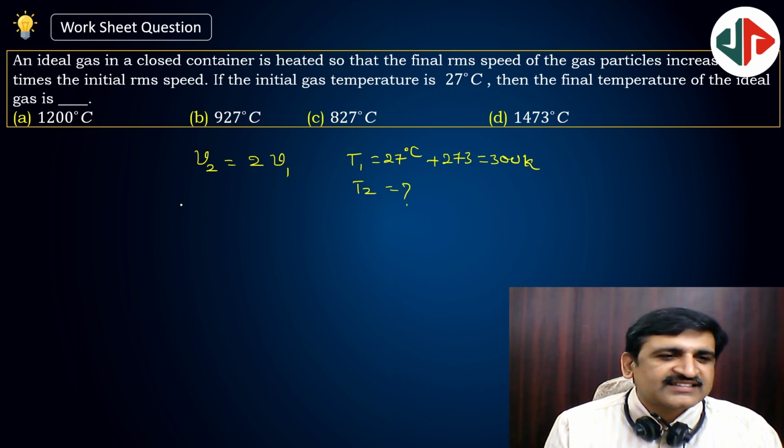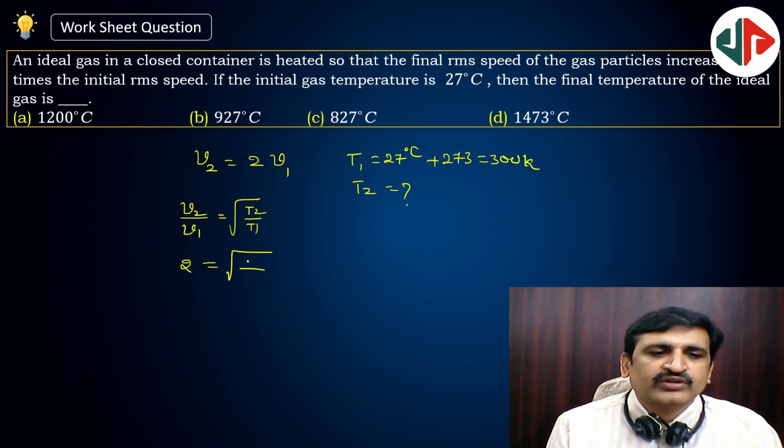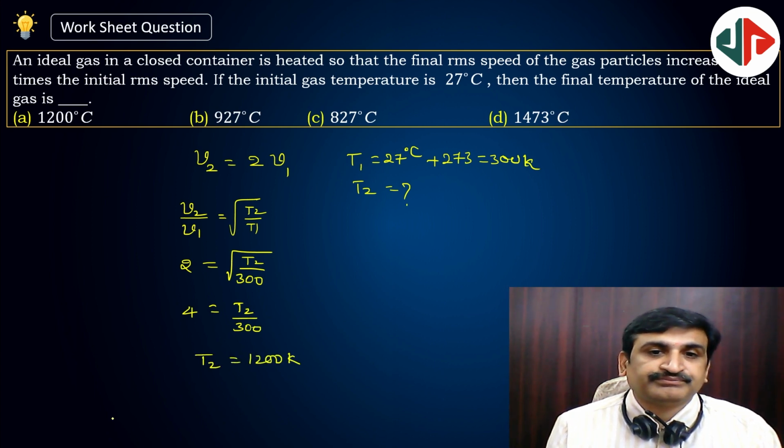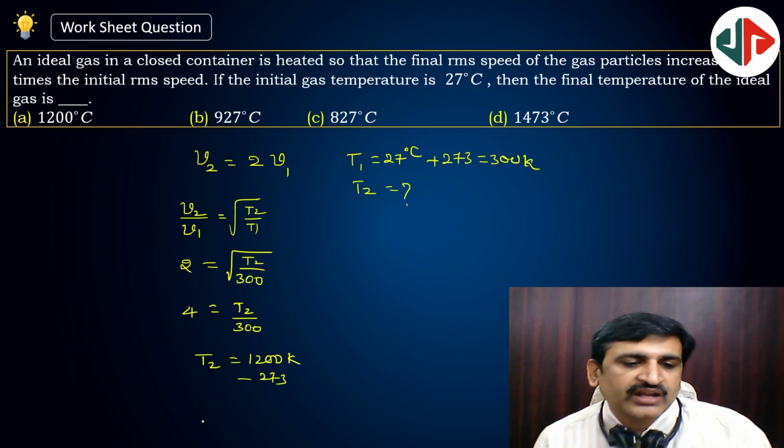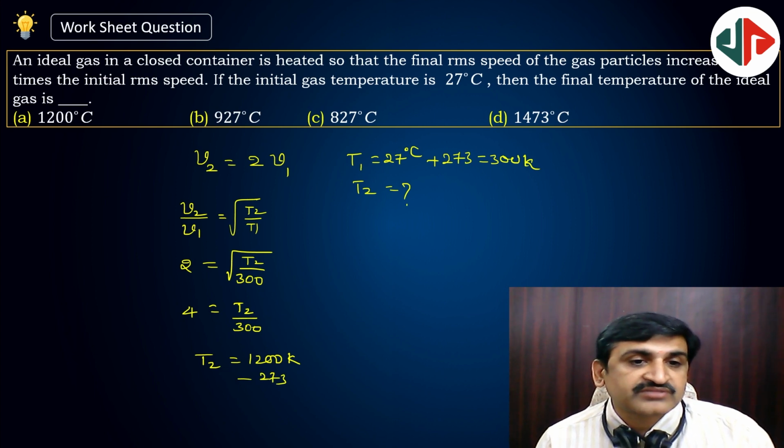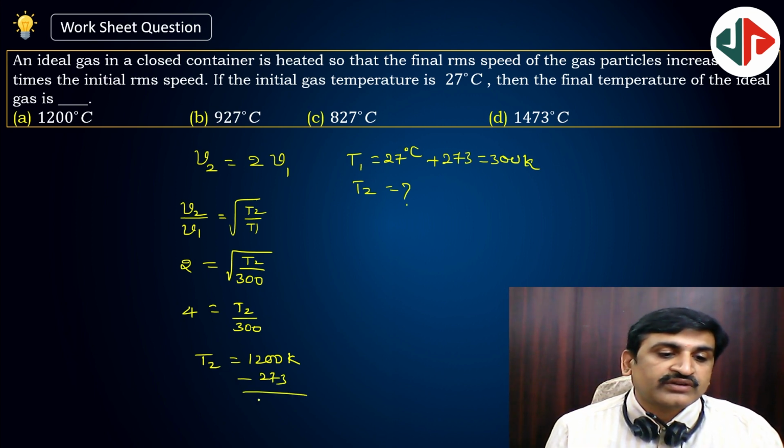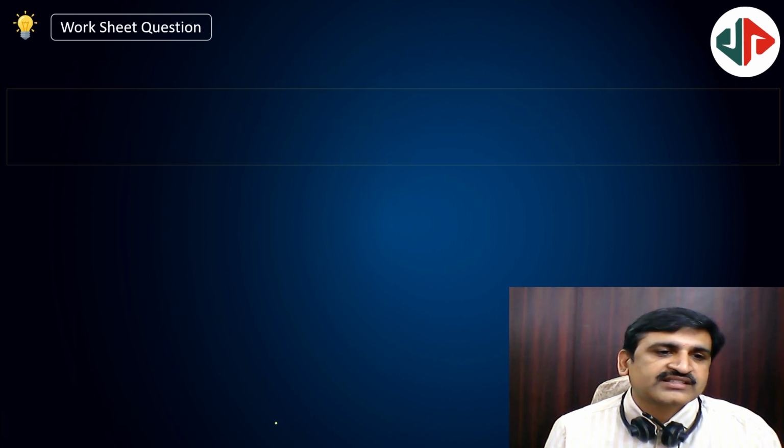V2 by V1 is equal to root over T2 by T1. V2 by V1 is 2, that is equal to root over T2 by T1. T1 is 300. So 4 is equal to T2 by 300. So T2 is equal to 1200 Kelvin. Minus 273, roughly 300: if you subtract, it will be 900, plus 27, 927. So 927 degrees Celsius. Next.